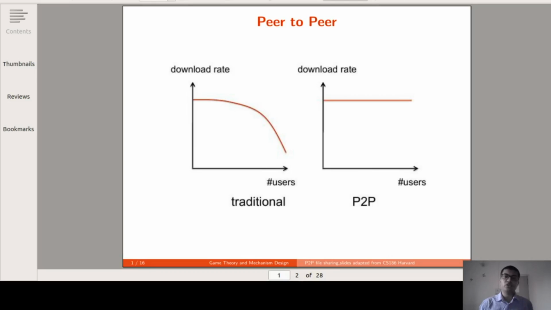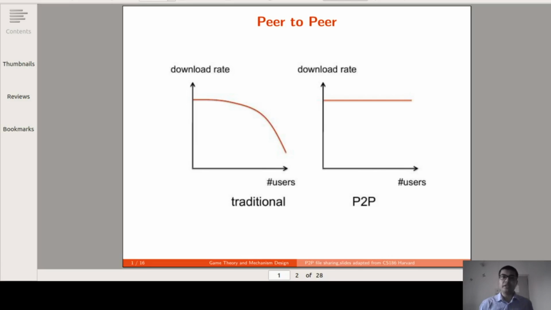In the previous modules of this course, we have discussed various kinds of game representations and their equilibrium notions. So before proceeding further, let us look at a real-world example where these kinds of game theoretic notions are being used in practice. And this is in the context of peer-to-peer file sharing. These slides are actually adapted from a similar course at Harvard University.